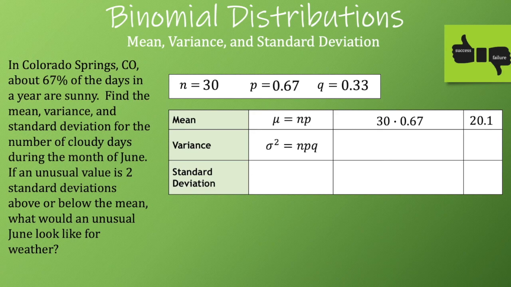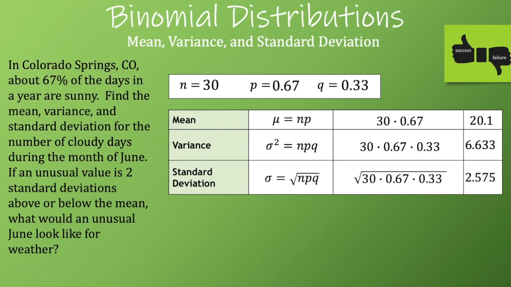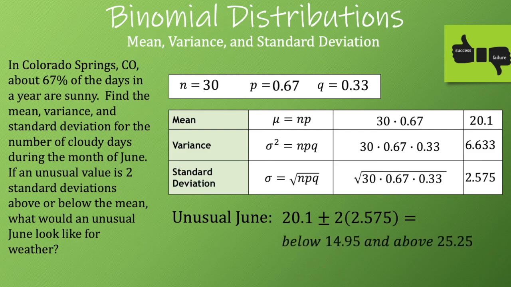To find the variance, you multiply n times p times q. So 30 times 0.67 times 0.33, which is 6.633. And to find the standard deviation, you just have to take the square root of that, 2.575. Now the question was, what's an unusual June? So we take the mean, and we're going to add and subtract two standard deviations. So an unusual June would be anything below about 15 days of sunshine or anything above 25 days of sunshine.